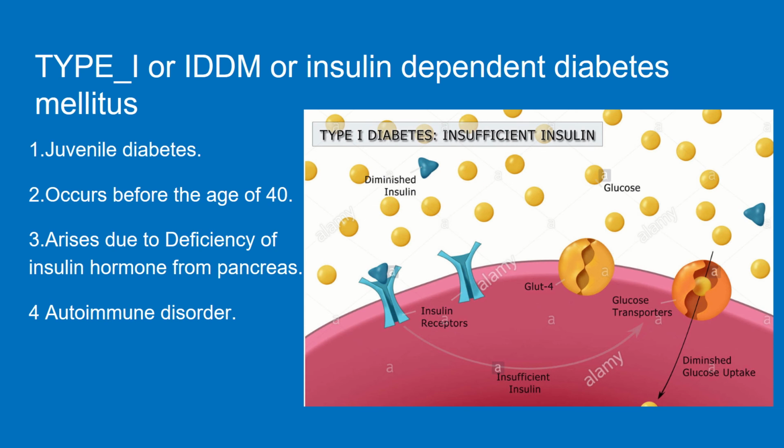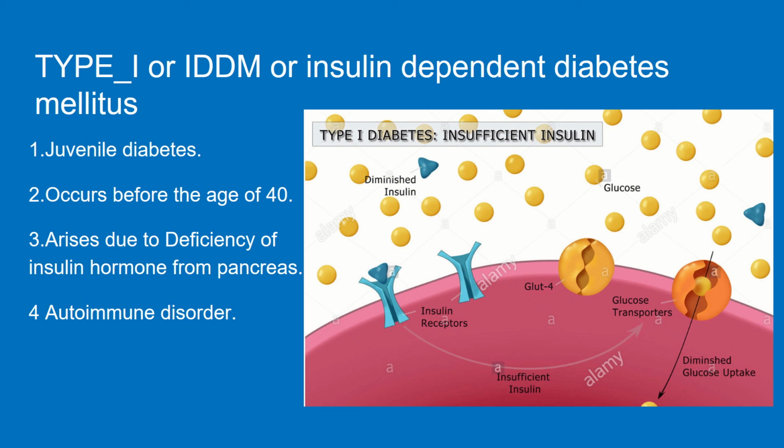IDDM, or insulin dependent diabetes, also called juvenile diabetes, occurs before the age of 40. Why is it called insulin dependent diabetes? It arises due to deficiency of insulin hormone from the pancreas, due to which glucose cannot enter the body cells, as explained earlier. That is, insulin acts as a key to open pores in the plasma membrane for glucose molecules.